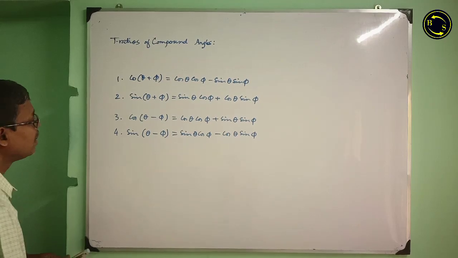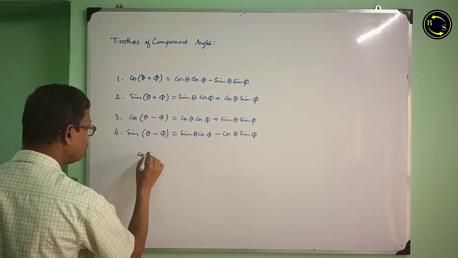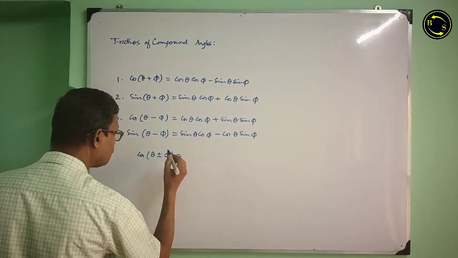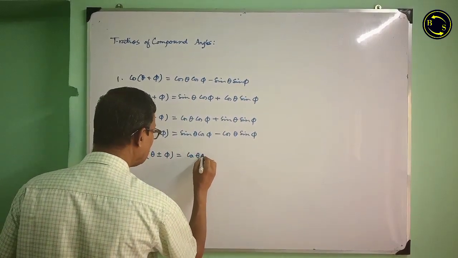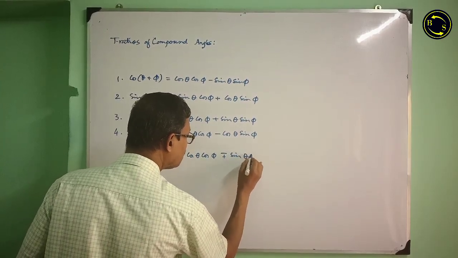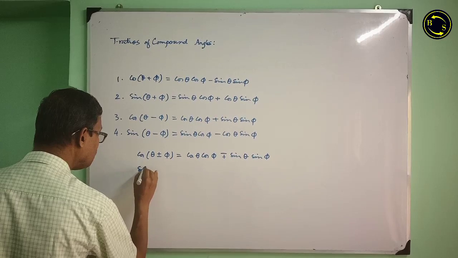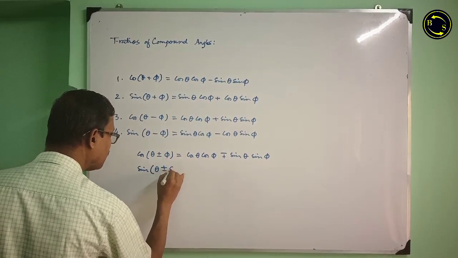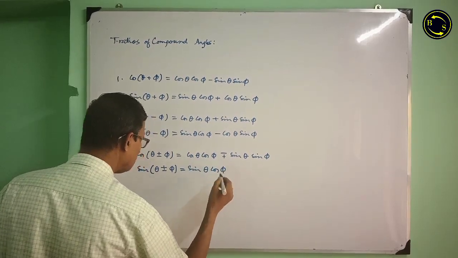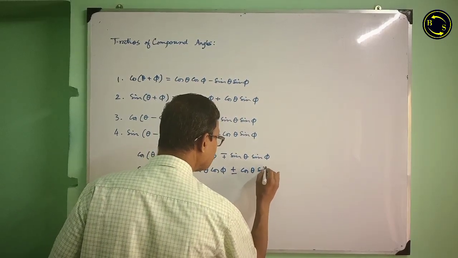Also, we can express 1 and 3 in combined form. That means cos of theta plus minus phi, that is equal to cos theta cos phi minus plus sine theta sine phi, and sine theta plus minus phi, that is equal to sine theta cos phi plus minus cos theta sine phi.